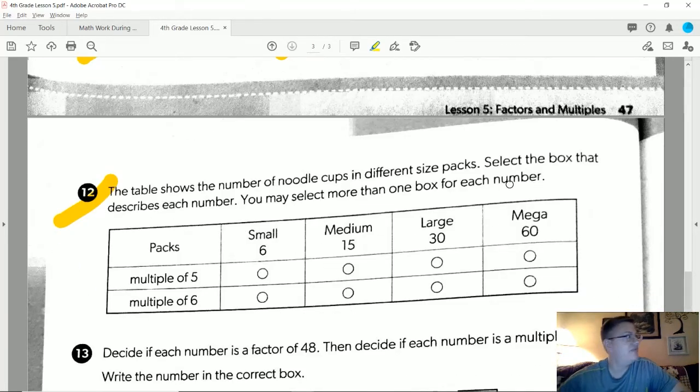Number 12, the table shows the number of noodle cups in different size packs. Select the box that describes each number. You may select more than one box for each number.